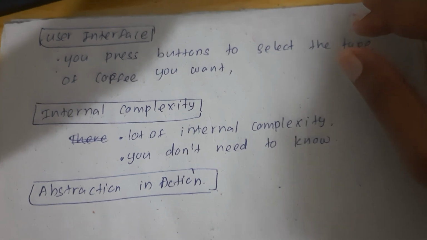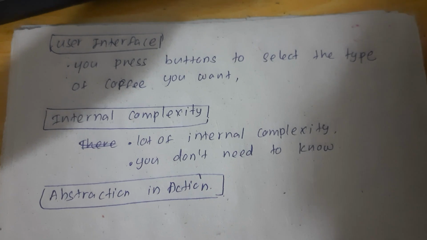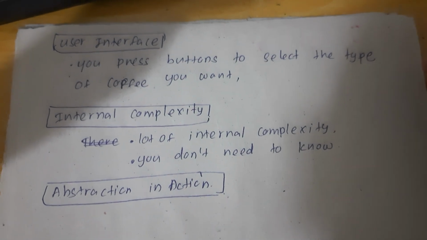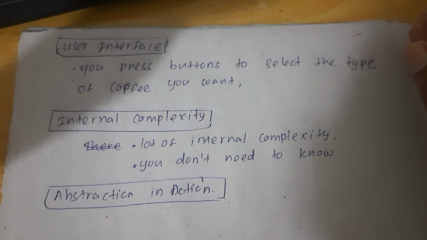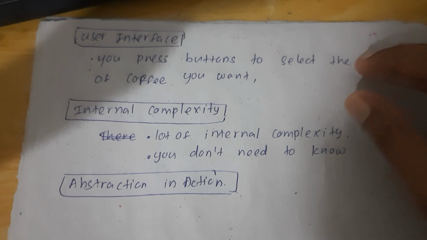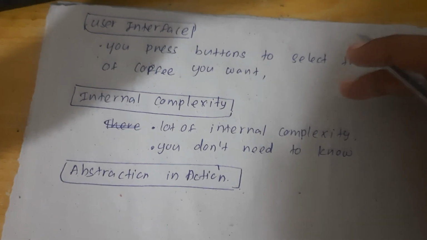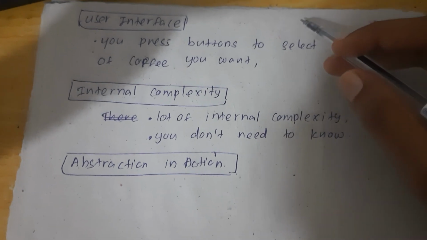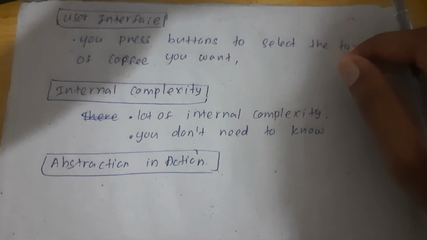Imagine you are a coffee lover and you have a fancy coffee machine in your kitchen, and when you wake up in the morning you want a fresh cup of coffee to start your day. Here is how abstraction comes into play. First, we talk about the user interface. You interact with the coffee machine through its user interface.